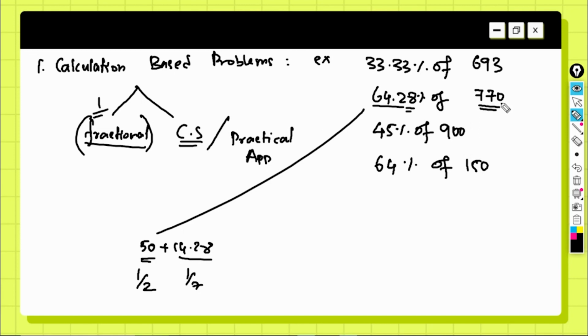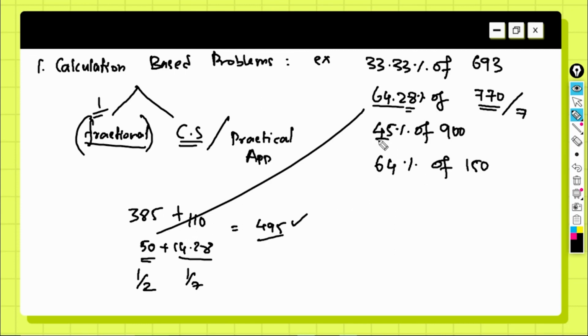Half of 700 is how much? Half of 700 is 350. Half of 70 is 35. 350 plus 35 is 385. Okay. And 1 by 7 of 770 is 110. Add these two values, you will get 495 as the answer.